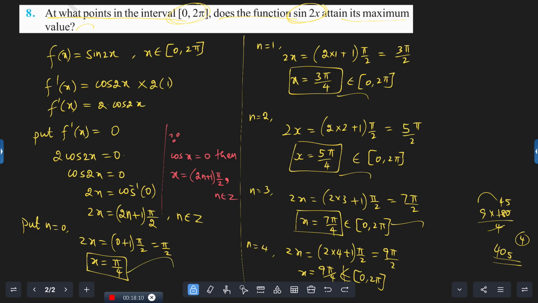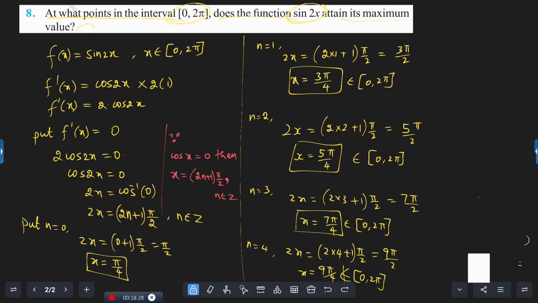Four values we got as x values in the closed interval 0 to 2 pi. Then the six values you have to check. Where is the maximum they are asking? Shall we go, all the six?